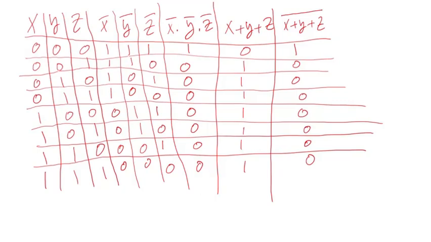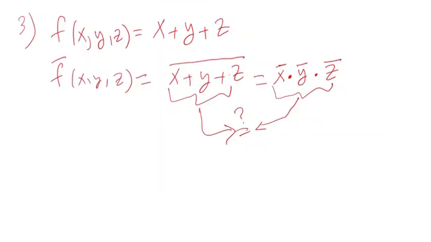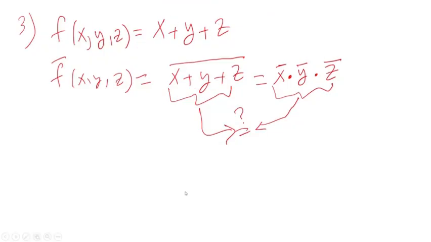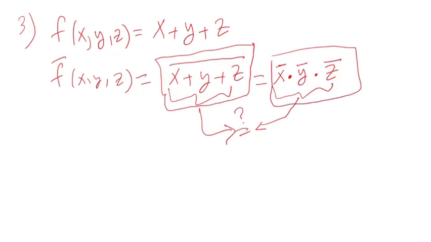So this is what I'm trying to compare: x or y or z with a bar, and x bar and y bar and z bar. Basically I'm comparing this column with this column. Notice I have 1 here, I have 1. I have 0, I have 0, and so on, all 0. So they are equal. So basically I proved using the truth table that this expression here is the same as this expression. And this is called De Morgan's law.